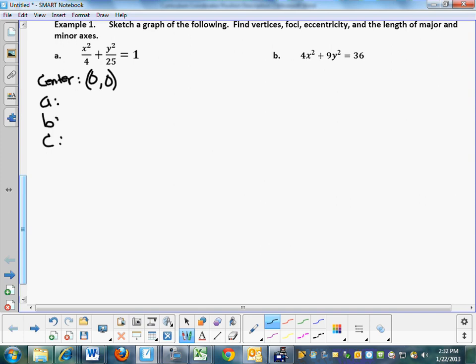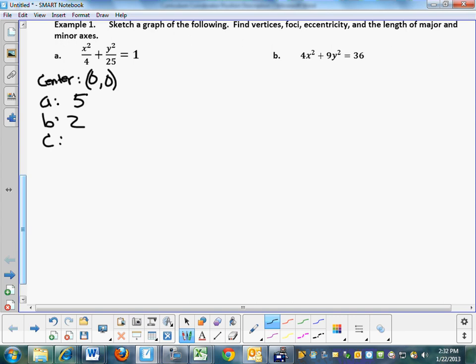A is the number that's biggest. I'm sorry, A squared is the biggest number. So what's A squared? 25. So what would A be? 5. Okay, how about B? 2.